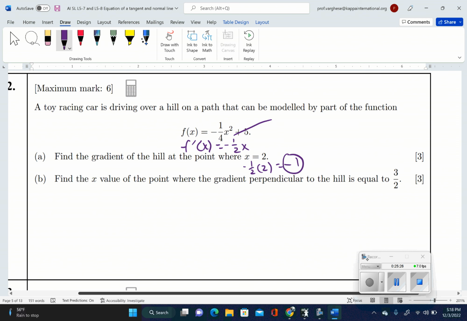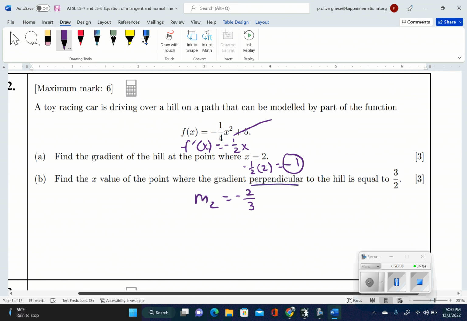Next part. P is the value of the point where the gradient perpendicular to the hill is equal to 3/2. For these 3 points, all you have to do is, it says perpendicular, so as soon as it says that, we're going to take this gradient and find the negative reciprocal of it. So m2 is the negative reciprocal of 3/2, which is negative 2/3. Interesting how in the example problems above, this is what I did with 3/2.